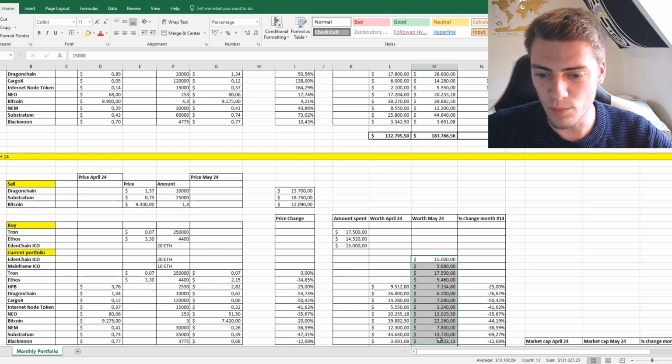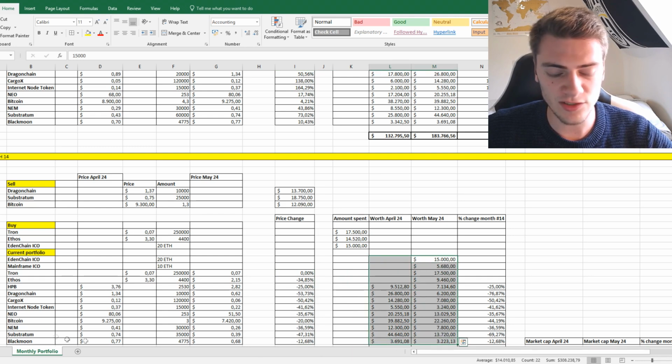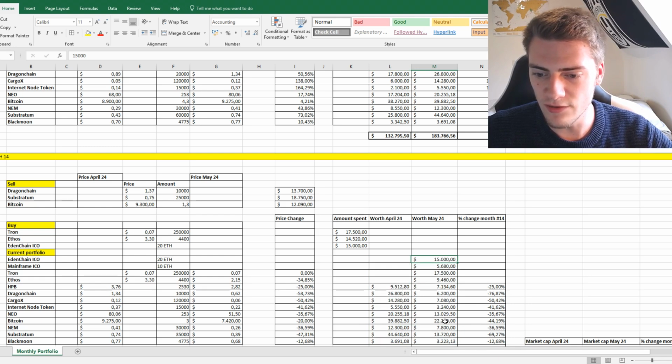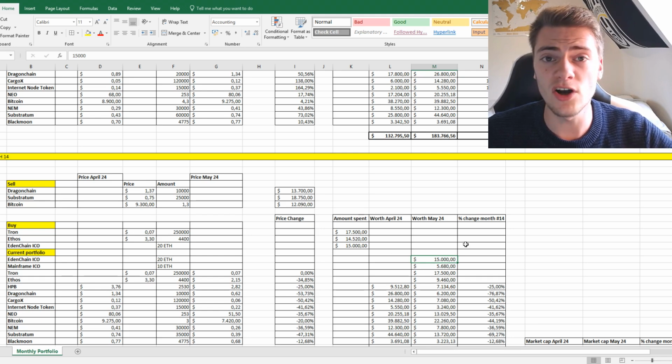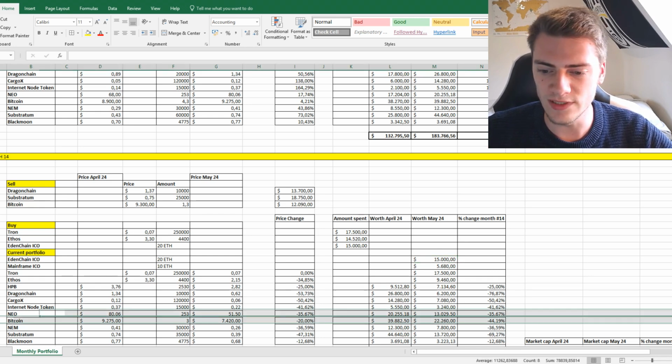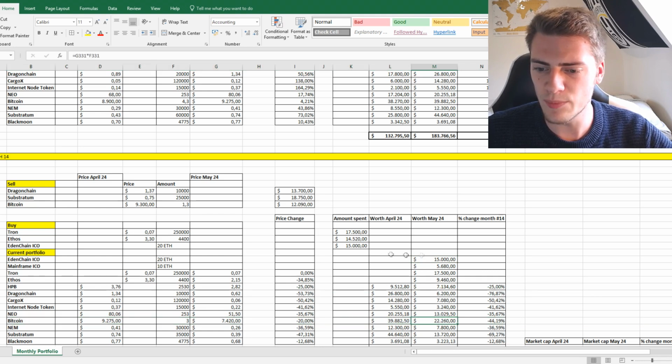I think I have a more balanced portfolio right now. As I said, I sold some Substratum and Dragon Chain because it was a little bit out of balance. So I'm more happy with how it looks right now. I have four altcoins that are close in range of worth of value in my portfolio, and then I have Bitcoin with a higher value than all the rest. So I'm pretty happy with the balance right now, but I think I still will change some cryptocurrency holdings.